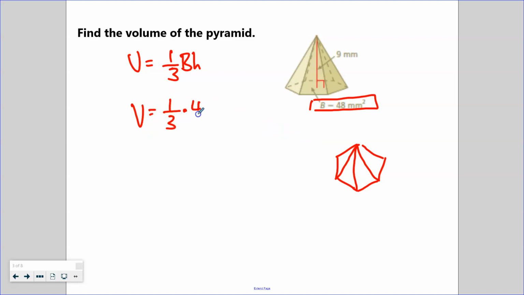1/3 times 48 times 9, right? And this is millimeters squared times millimeters. So again, our volume will be millimeters cubed. And so volume equals, and this is where we can do some cross cancellation, or we can multiply straight across, right? It's up to you.